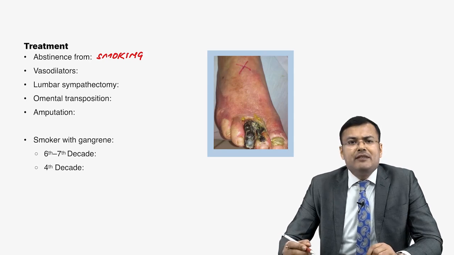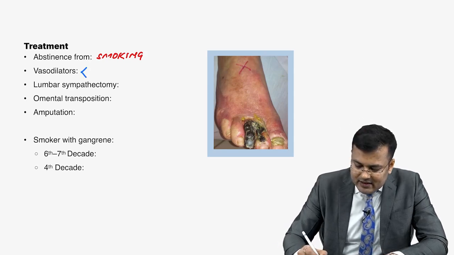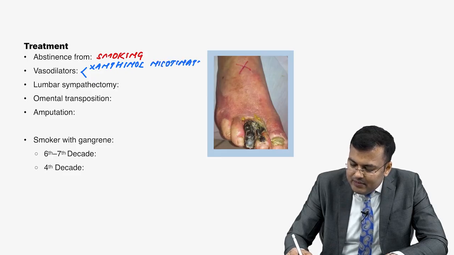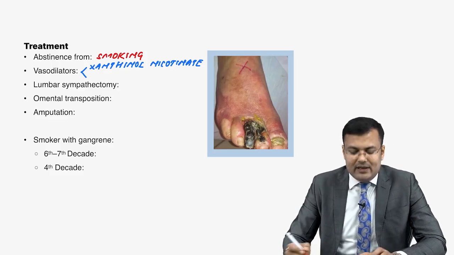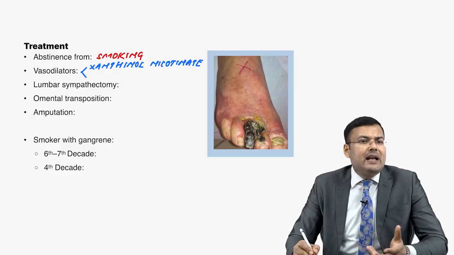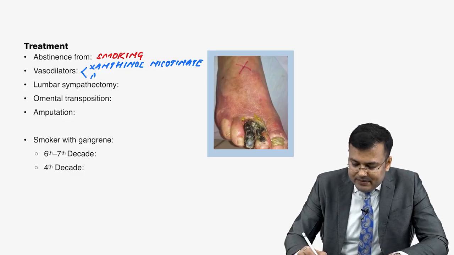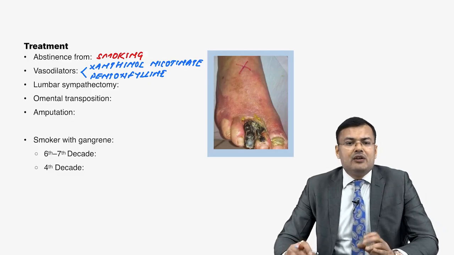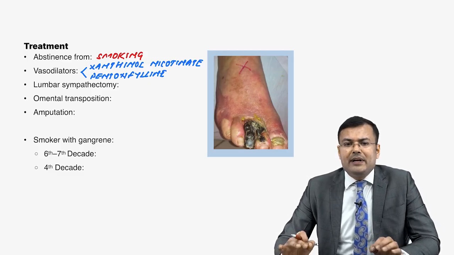What are the vasodilators we are using? One is xanthinol nicotinate, which comes with the brand name Complamina. And second is pentoxifylline, the brand name is Trental. So xanthinol nicotinate and pentoxifylline.